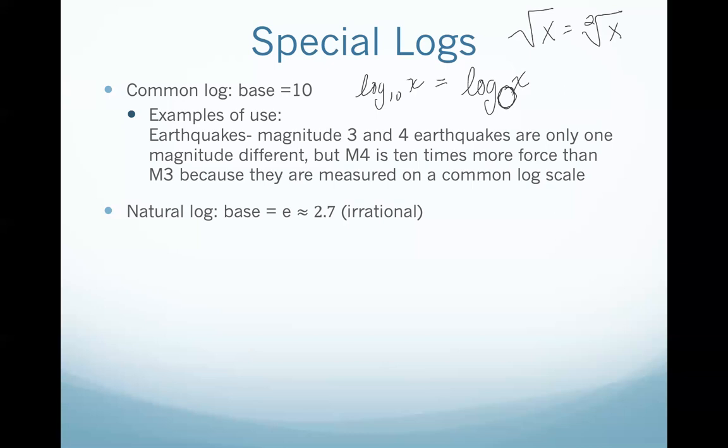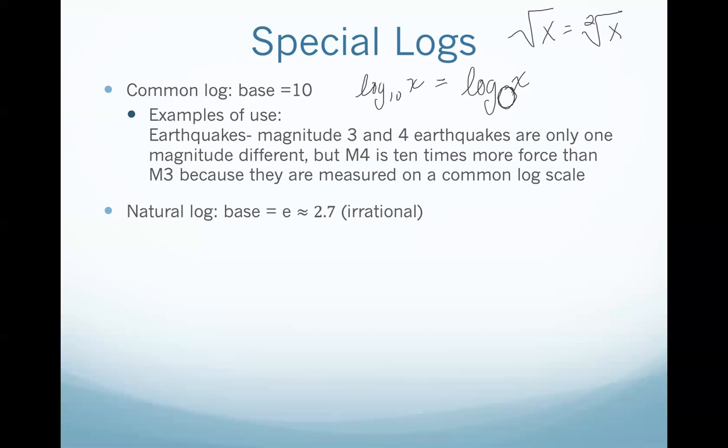We see this commonly used, especially here in California, with earthquakes. When we have an earthquake, the earthquakes are rated on a logarithmic scale. So if I said there was a magnitude 3 earthquake and I compare that to a magnitude 4 earthquake, the difference is 1 order of magnitude, meaning the magnitude 4 earthquake is 10 times stronger, 10 times more force. That's 10 times as destructive as a magnitude 3 earthquake.